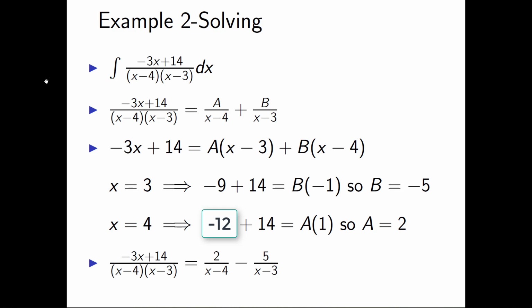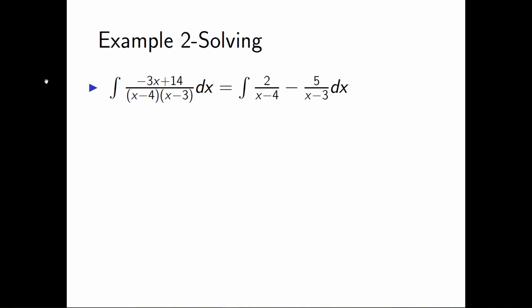Okay, so we've solved this. We found that (−3x + 14) over (x − 4)(x − 3) is equal to 2 over (x − 4) minus 5 over (x − 3). We've done the partial fraction decomposition. Now we still have one more step: we still have to integrate. But now we know these two things are equal, we can integrate on the right-hand side here, which is much easier, as we just saw.